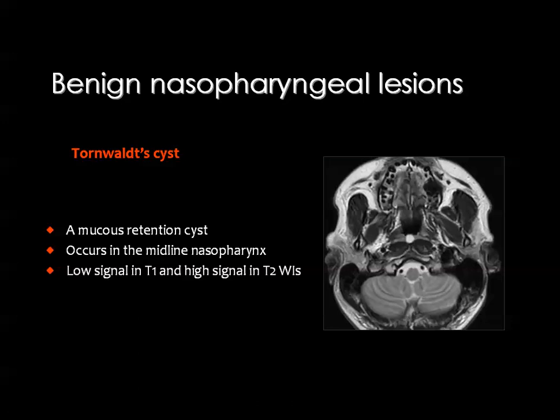Then some of the benign lesions occur in the nasopharynx, like this cyst, which is known as Thornwaldt cyst. It is a mucus retention cyst in the midline of the nasopharynx. This cyst has a typical location and a typical appearance. It will show fluid signal, low signal in the T1, high signal in the T2, and may show bright signal in the T1 if the contents are proteinaceous. But its location and appearance are almost typical.